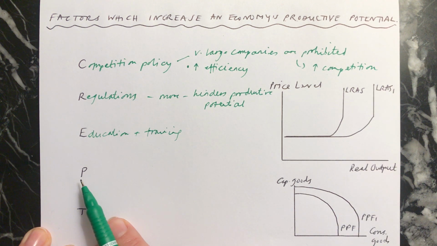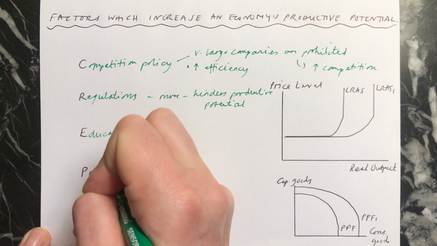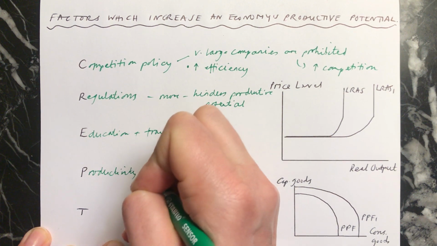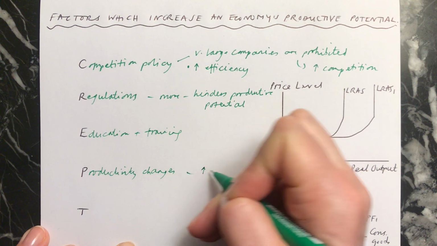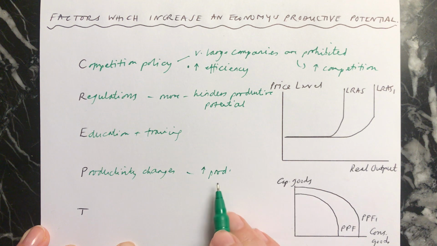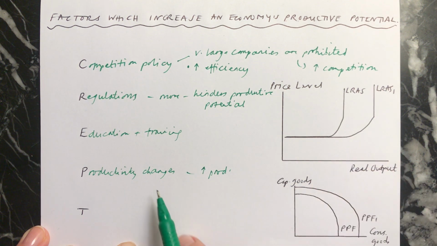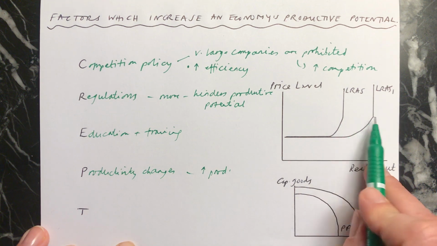The next one is productivity changes. If you increase productivity, remember productivity is output per factor input per time period. For example, labour productivity is output per worker per time period. If you increase your productivity, that would increase your productive potential. Because if every firm's output per factor input per time period goes up, altogether, all the firms together in the economy are going to be capable of producing more.